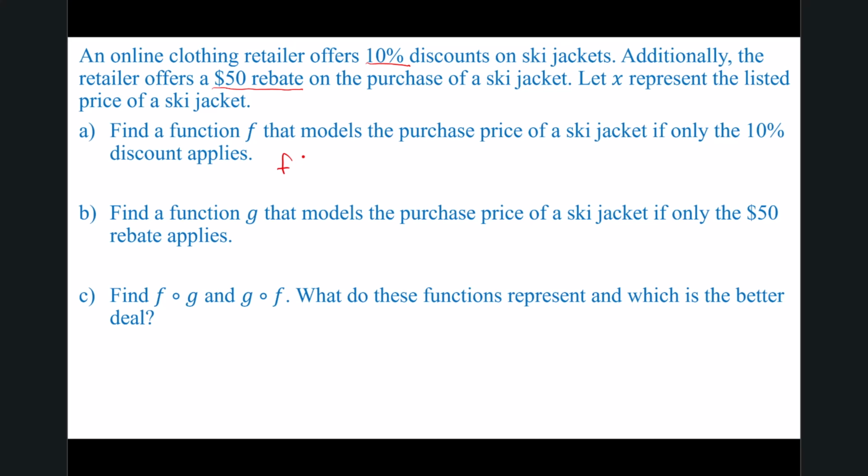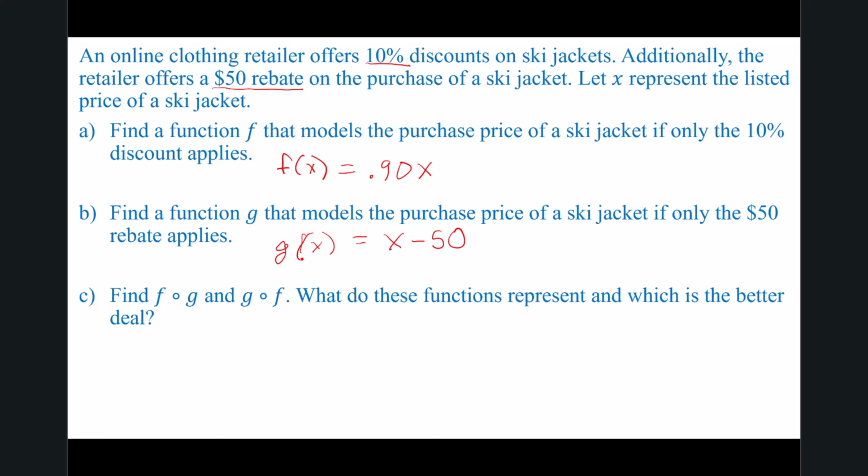So our f of x, if they have a 10% discount, that means we're going to pay 90%. So our function would be f of x equals 0.90x. Part B, find a function g that models the purchase price of a ski jacket if only the $50 rebate applies. So our function here, we pay the full price and then get $50 rebate back. So g of x would be x minus 50.